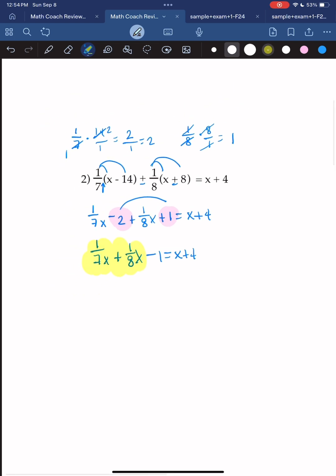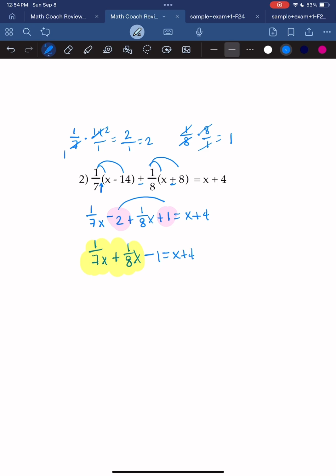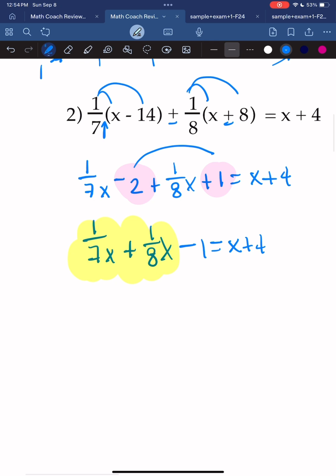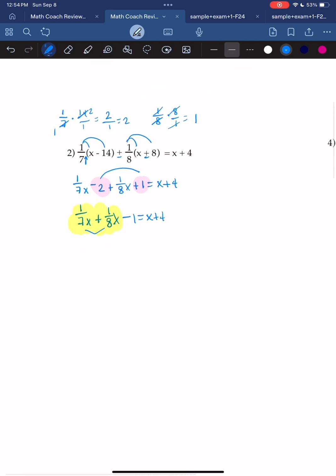So now we need to combine these two fractions, but we can't do that right now because they don't have a common denominator. So we have to make it so that they both have a common denominator so that addition is possible. What is a number that we can put? What's the common multiple between 7 and 8 that we can multiply by so that they both have the same denominator? In this case, that would be 56.